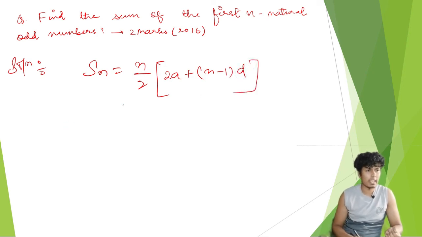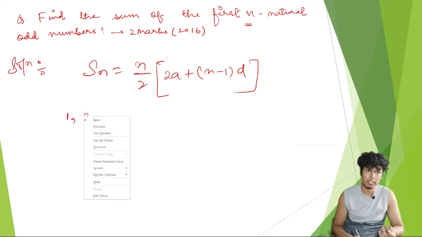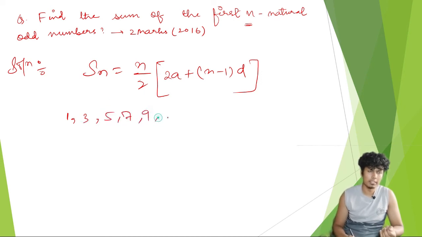Okay, what is n here? n is the first n natural odd numbers. Okay, not even numbers, not natural numbers, it is natural odd numbers. So what are natural odd numbers? 1, 3, 5, 7, 9, 11, dot dot dot. These are odd numbers. Okay, we need to find the sum of the first n natural odd numbers.